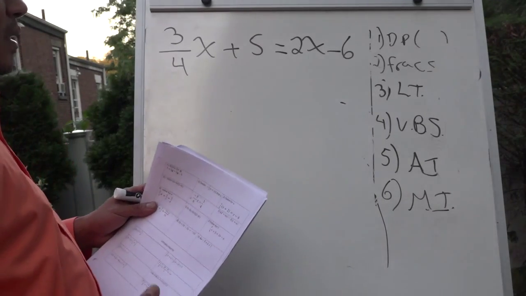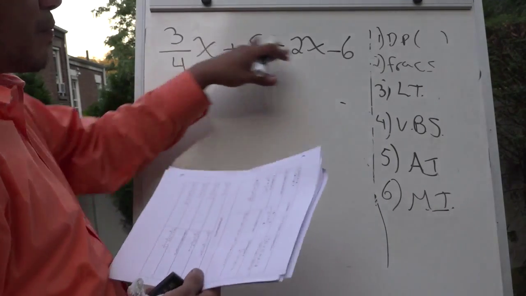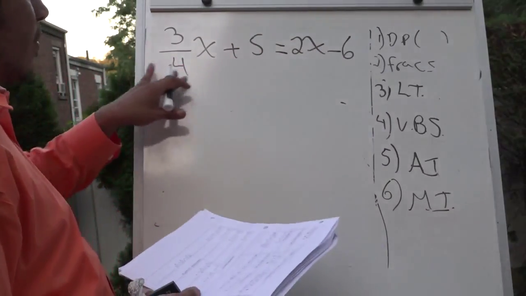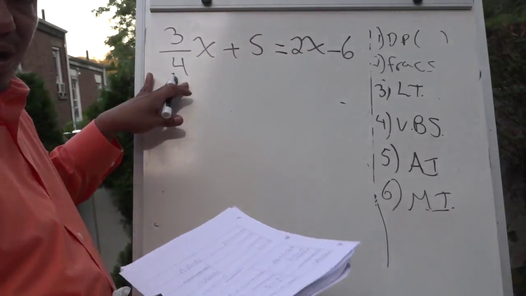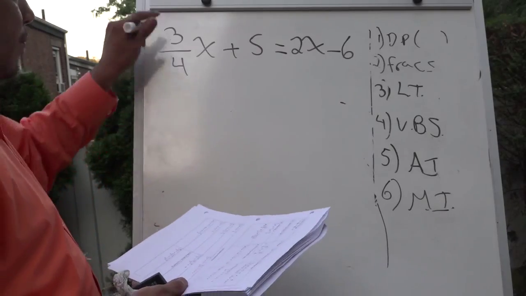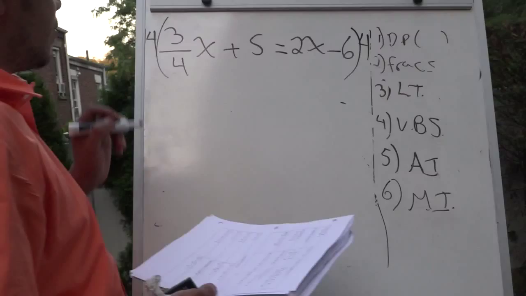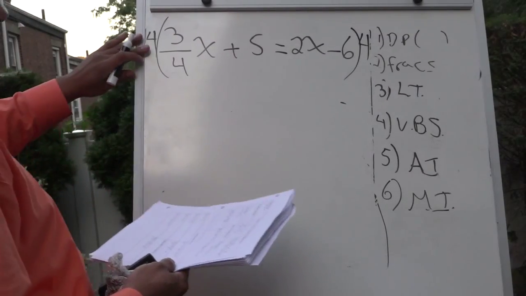All right then. So once again, do I have distributive property? No. Do I have fractions? Yes. So what is the common denominator here? There's only one here. So you're gonna multiply the whole equation by 4. You multiply by 4. So now let's see.